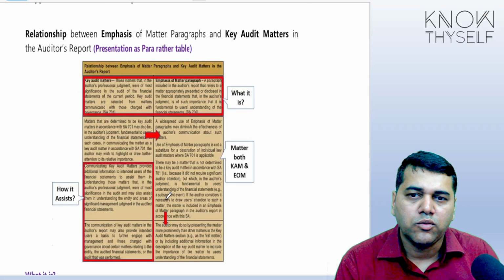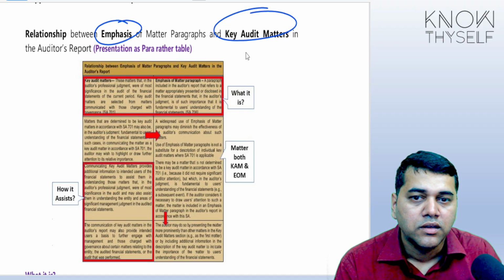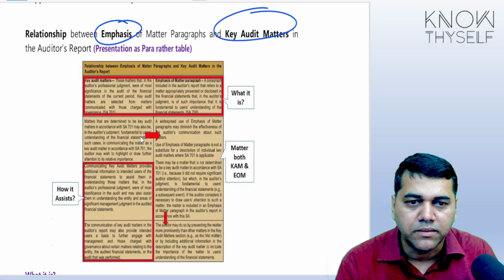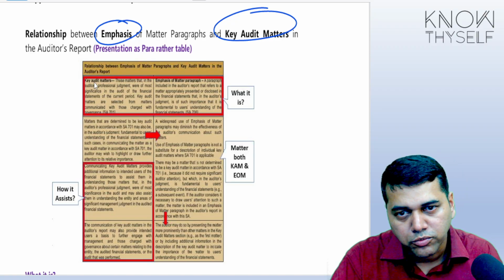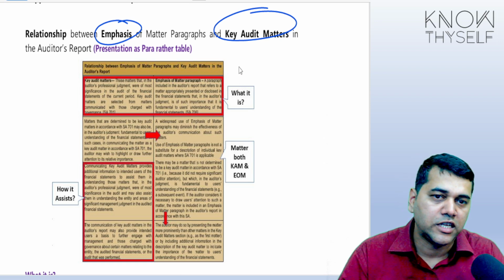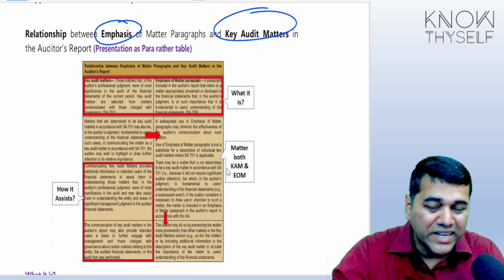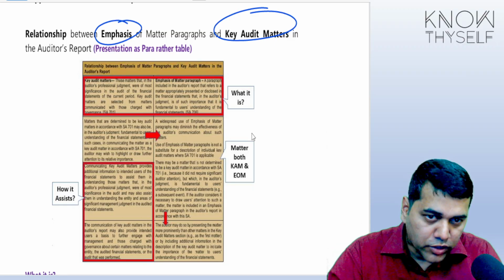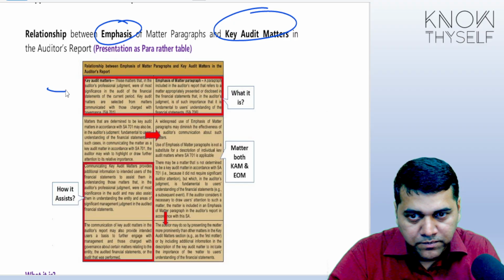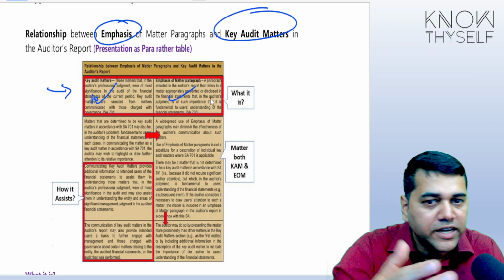Now, students are advised to refer to the illustration of emphasis of matter, which is given at the later part of the film. Now, what is the relationship between emphasis of matter paragraph and key audit matter paragraph? Now, in the auditor's report, the presentation is as a para rather than a table. So you have to read it like this, friends. Suppose tomorrow they ask you how emphasis and key audit matter relate, because first of all they have given it in the form of a table, that's why I will give it very high importance. They may ask you in the examination. Now, how should you read this? Because you may get confused. So you write some notes like this. First, you should read this particular paragraph, where they are explaining what is key audit matter and what is emphasis of matter. I need not read it for you because you know that.